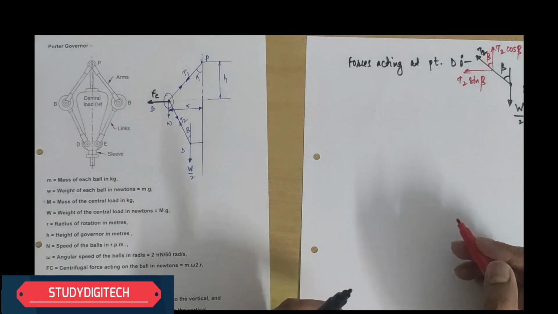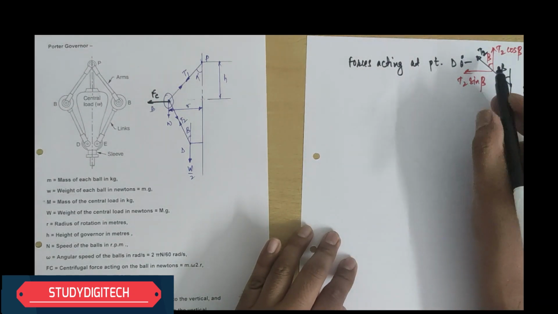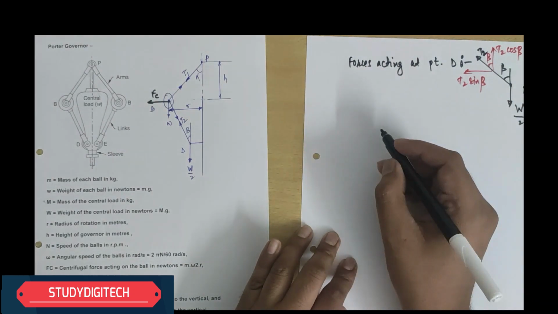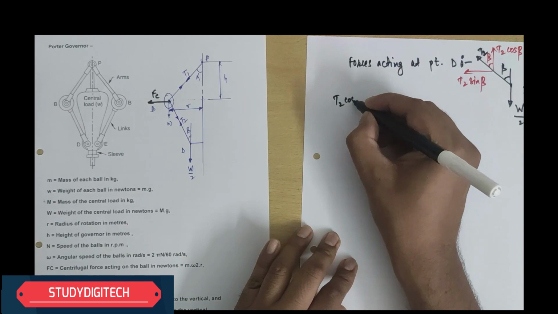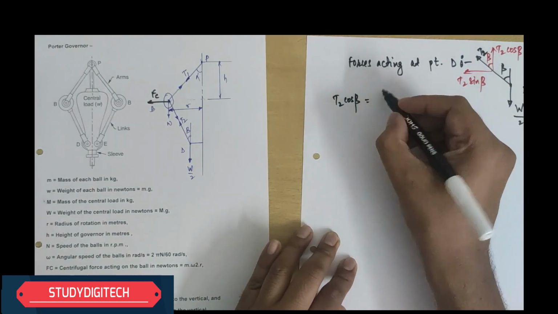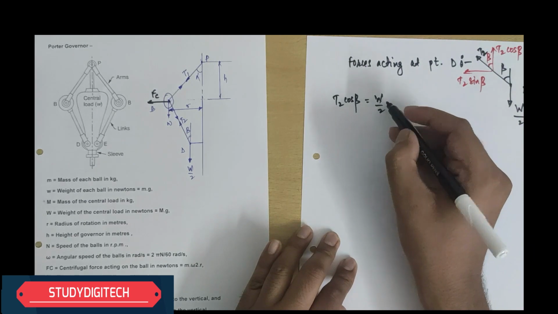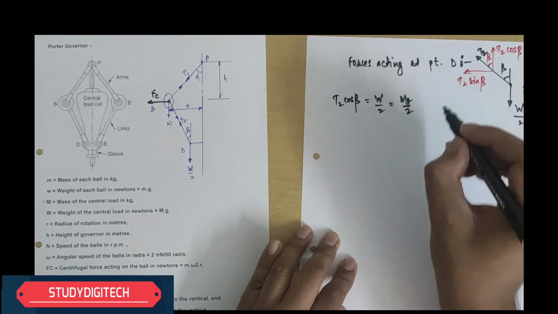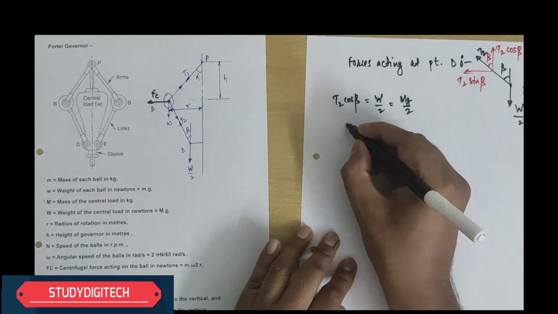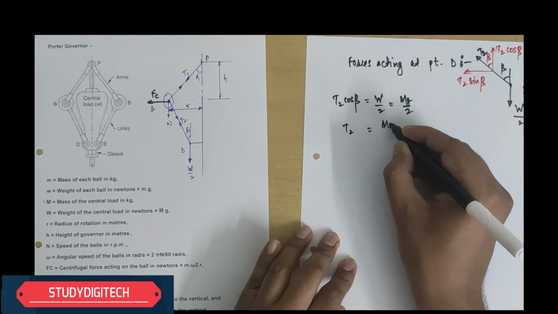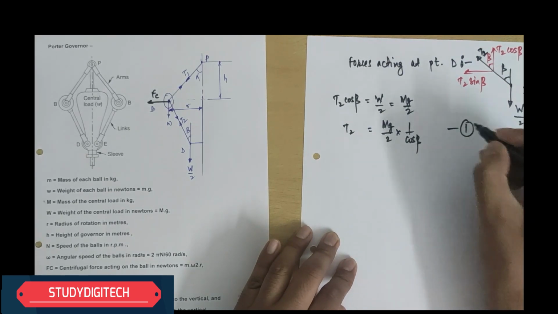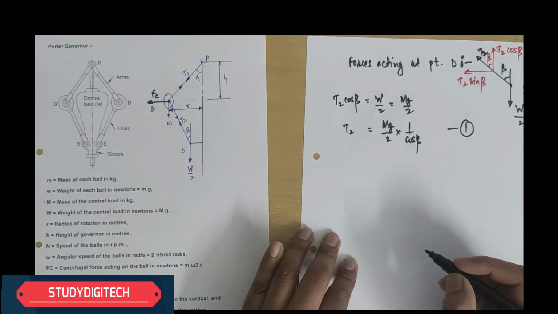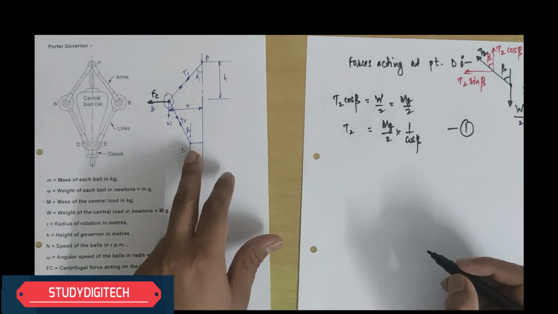Now if we resolve them along vertical and horizontal direction, first we will take along vertical direction. So we have T2 cos beta, which is equal to W by 2. So capital W by 2 means capital Mg by 2. So we will name this equation as equation number 1. This equation number 1 we have got by resolving forces at the point D.